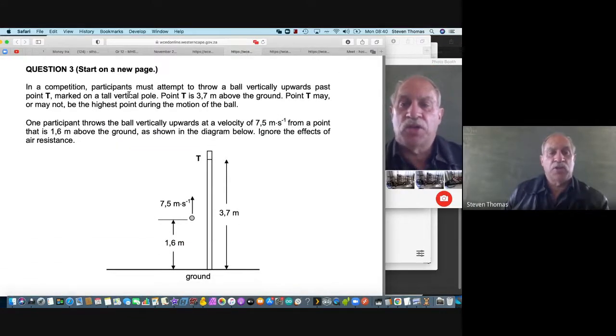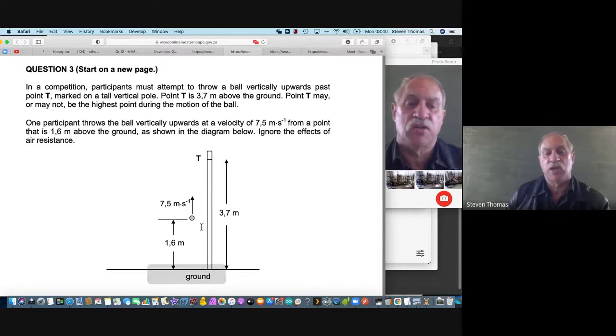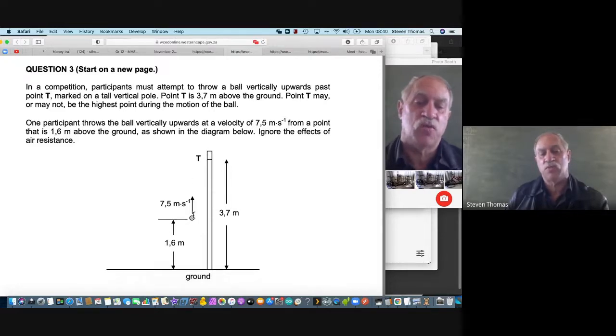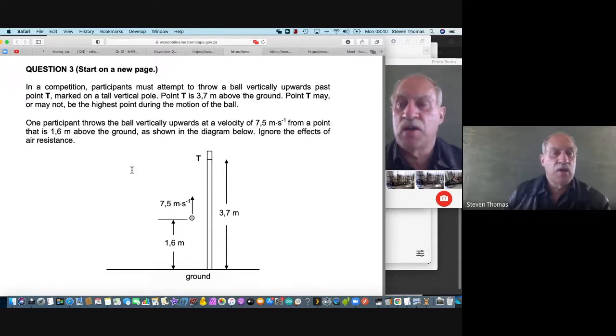In a competition, participants must attempt to throw a ball vertically upwards past point T. So look, they also have a starting height above the ground of 1.6 meters. You've always got to take into account that when you use your equations of motion, they're always measured from your starting position, not the ground. Point T is 3.7 meters above the ground. Point T may or may not be the highest point during the motion of the ball. One participant throws the ball vertically upwards at a velocity of 7.5 meters per second from a point that is 1.6 meters above the ground, as shown in the diagram. Ignore the effects of air resistance.